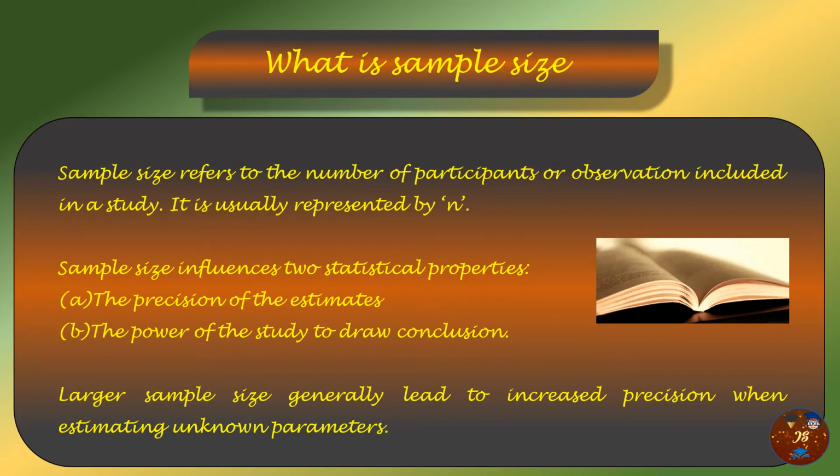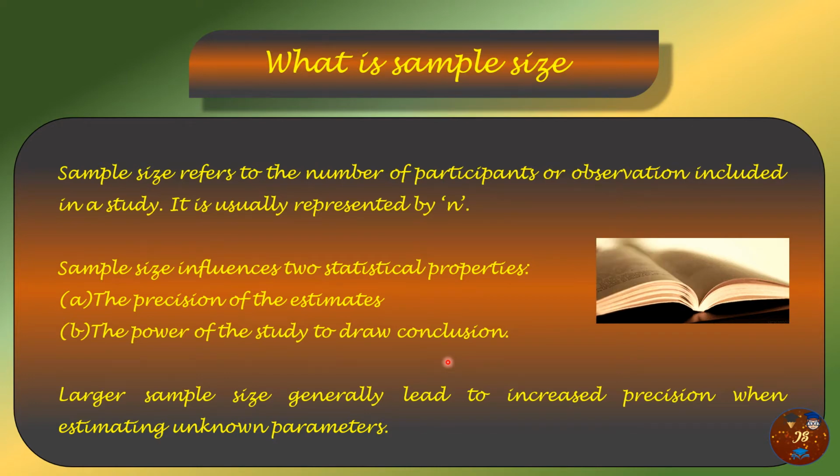Sample size influences two statistical properties. One is the precision of the estimates, and number two, the power of the study to draw the conclusion. So the precision of the estimates. What does precision mean? Precision is the quality, condition or fact of being exact and accurate. So whatever sample size we choose, that should be accurate enough for that sample to be representative of a particular population.